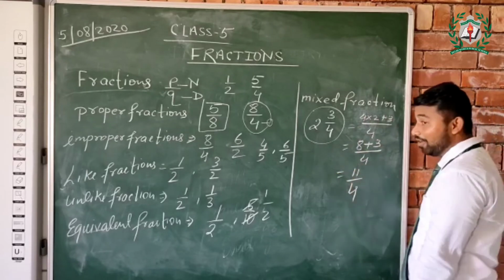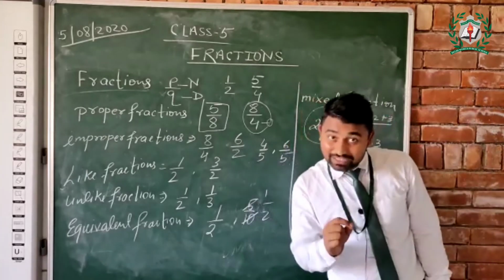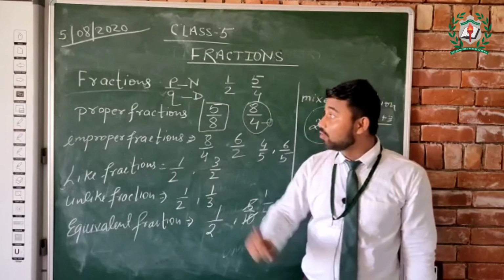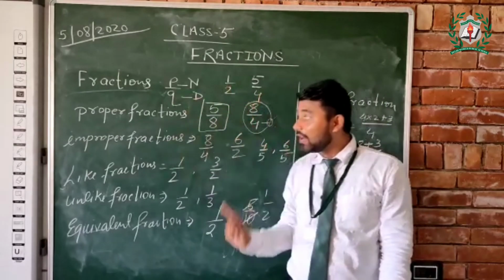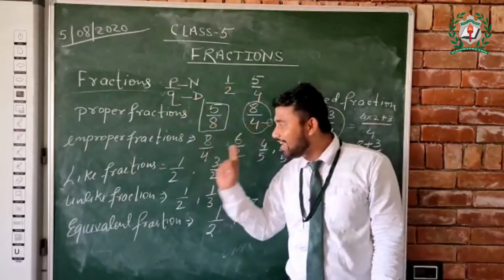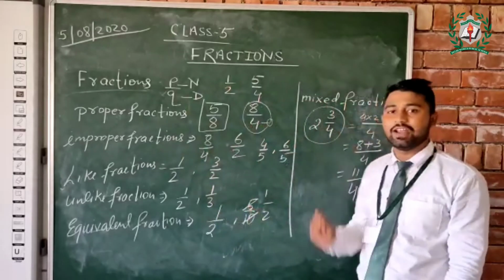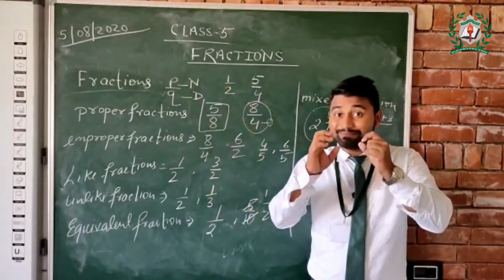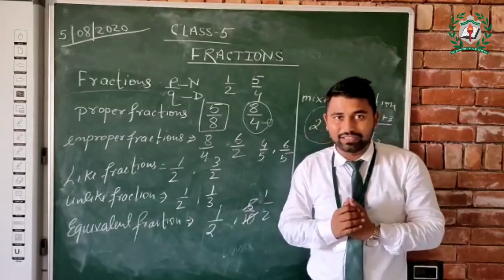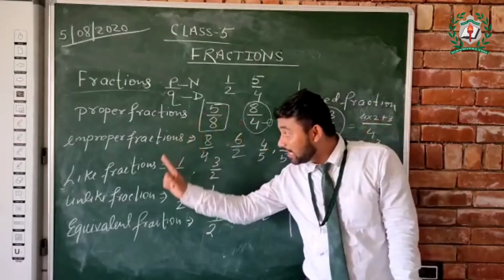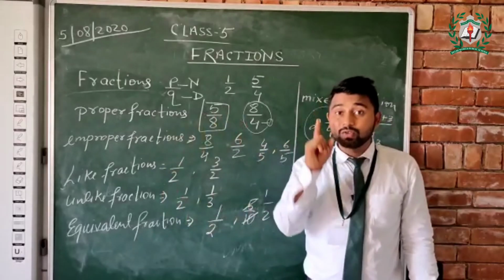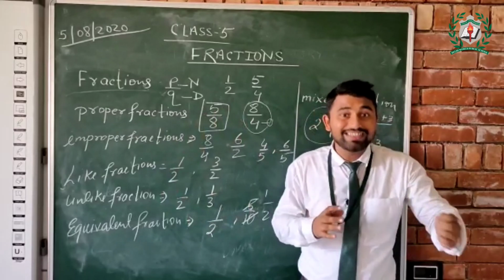that is 11 upon 4. So students, in this video we have discussed fractions, proper fraction, improper fraction, like, unlike, equivalent and mixed fractions. So these were the properties and types of fractions. Remember the statements of all the fractions. So get ready for your fractions chapter.